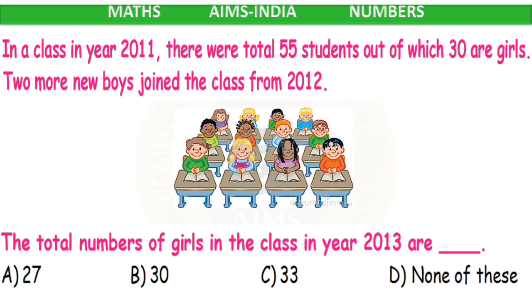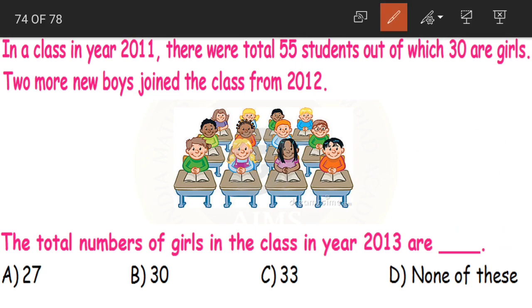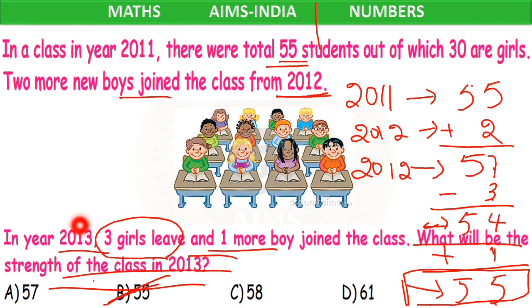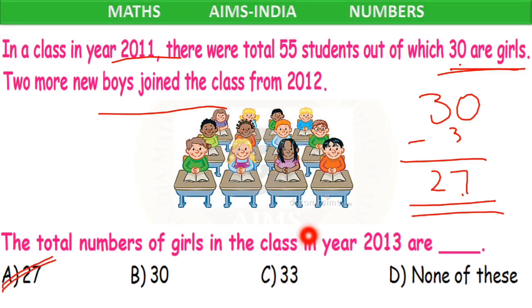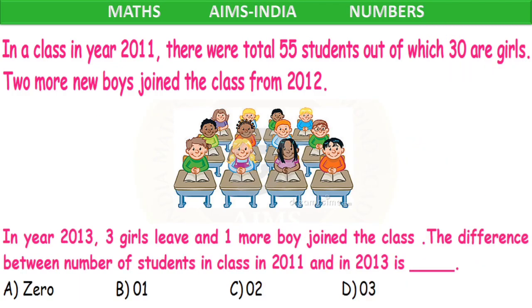Next, the total number of girls in the class in the year 2013 are. Now we know that there were 30 girls in 2011. Yes, no girls joined in 2012, so no change. In 2013, what happened? See, 3 girls left. So what should we do? We should subtract. 30 minus 3 is 27. Yes. So in 2013 there were 27 girls in the class. Clear children?